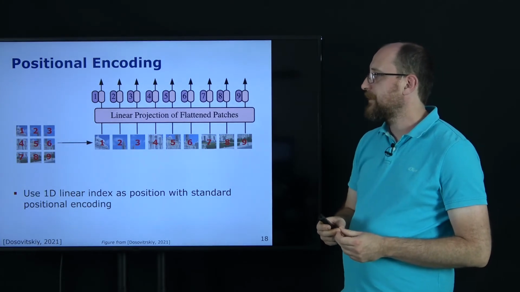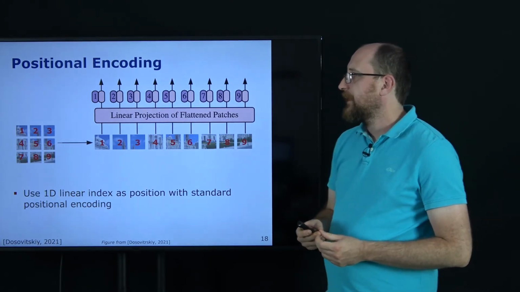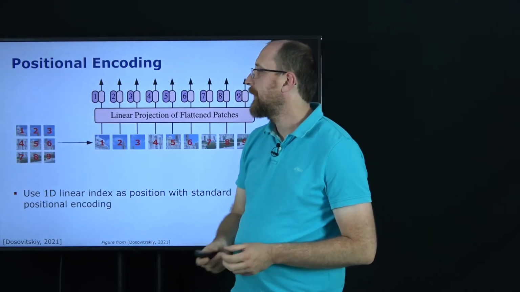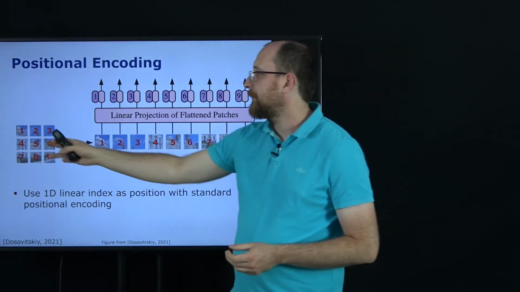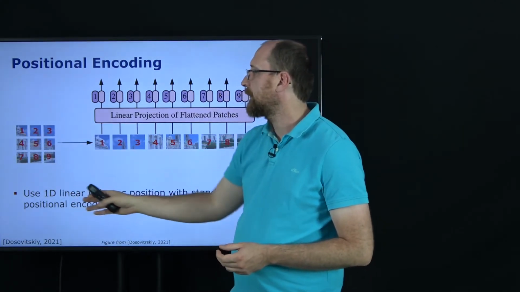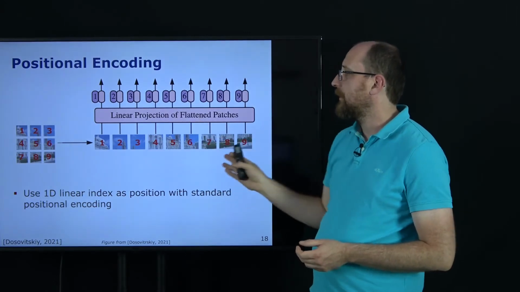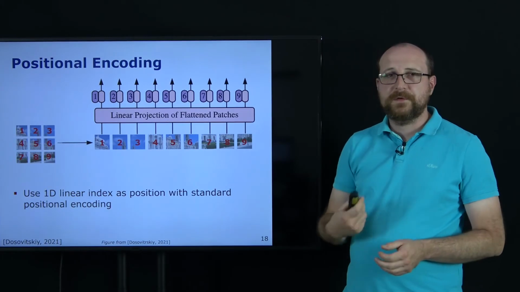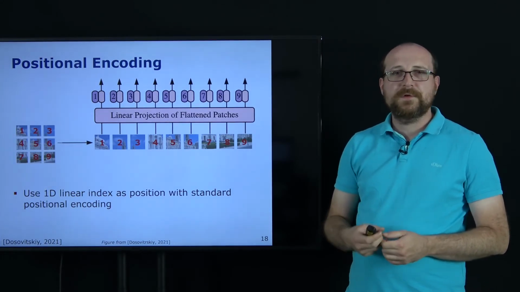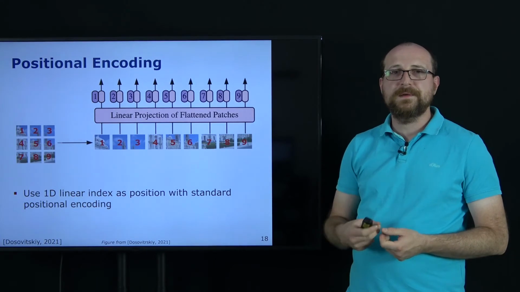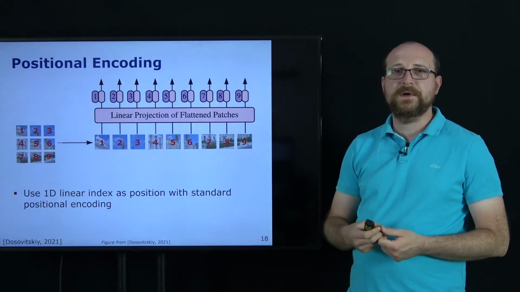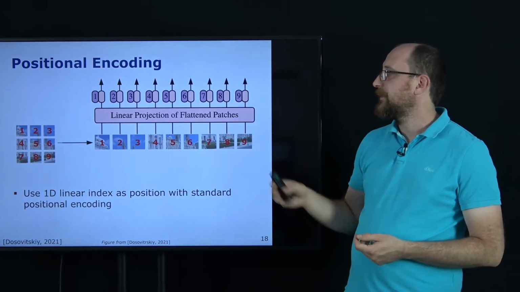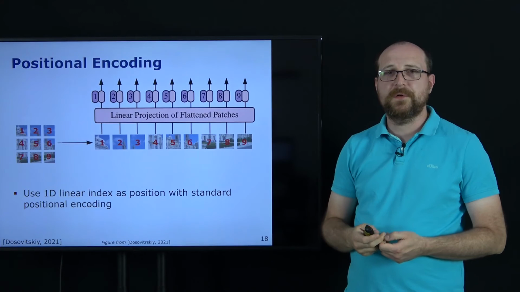For this, the simple idea was to just count the patches up with a one-dimensional index, from the upper left to the lower right, and this then produces our linear indexes of the patches. And then we are using the positional encoding as before by adding the sine or cosine function on top of the embedding vector that we are producing. And this gives us then the input for the transformer.